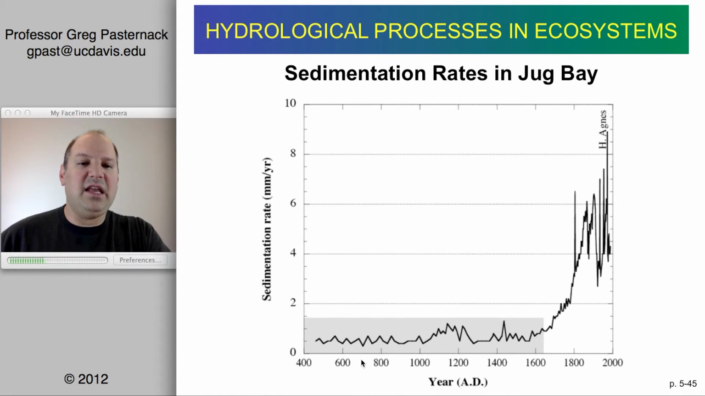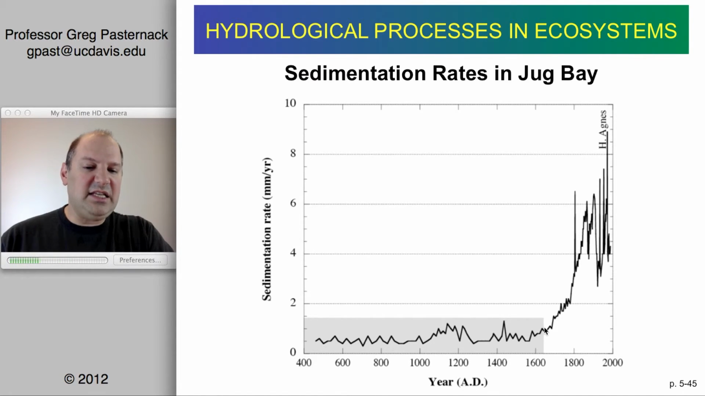Another way is to look at an individual core. This is a core taken in Jug Bay by Kahn, and I've replotted the results to make them clearer. For 1,000 years prior to European settlement, relatively low rates of sediment accumulation with modest fluctuations. So we had fires, we had Native Americans doing whatever they were doing, we had hurricanes, floods, we had sea level rise. All these things were taking place, and we had relatively modest rates of change.